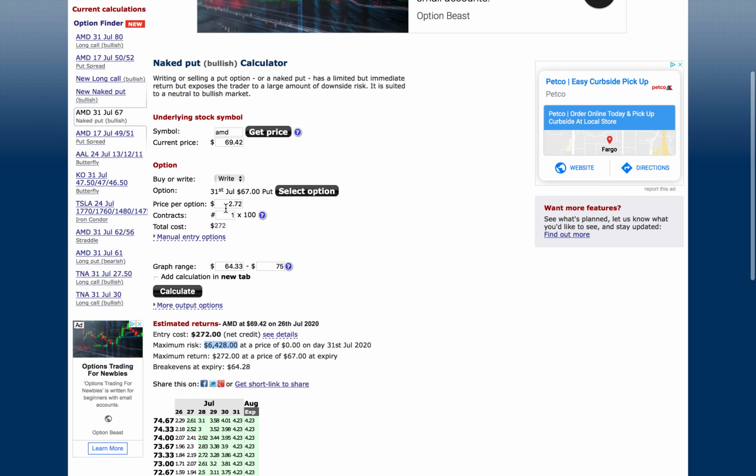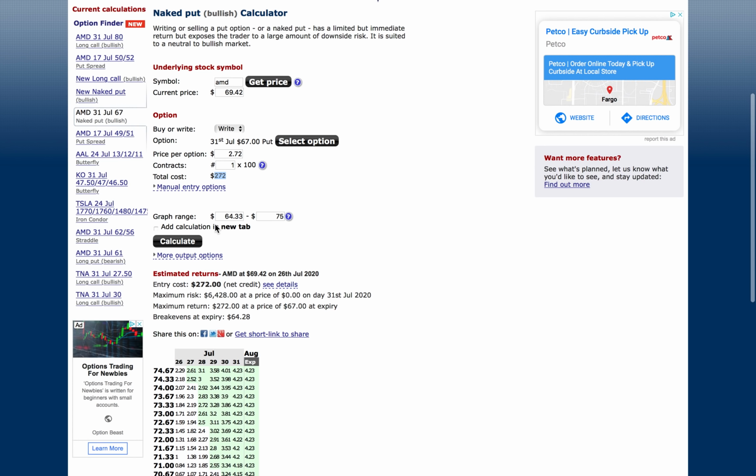Gives me the price. And as you can see, I sold a put. In this example, I used a $67 strike price expiring July 31st. And so again, for this, I received $272. I received that right away. It's in my account. I can deposit it to my bank, go buy pizza, go buy beer with it, whatever. And so that's the most you're going to make, $272.